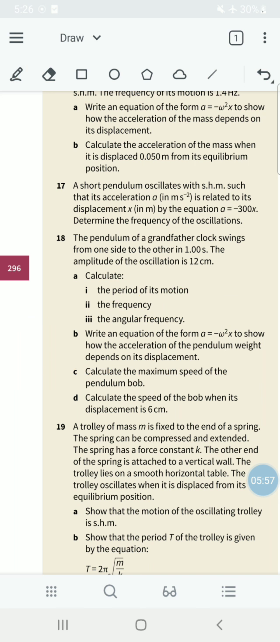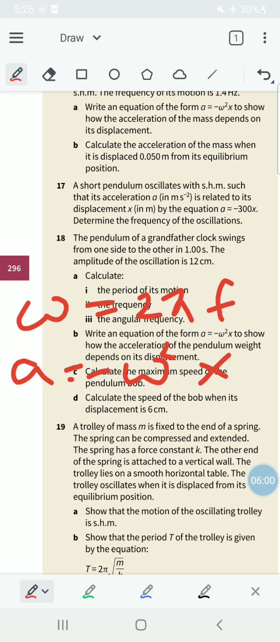So instead of this omega, what we do is we put 2 pi f. Then we get a equals negative 4 pi squared f squared x. Did you understand that? Instead of omega, I use 2 pi f. 2 pi f squared is 4 pi squared f squared, and x remains here. So they are saying that it is equal to 300.